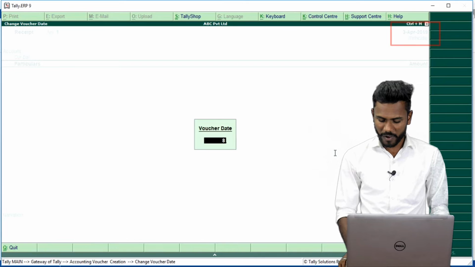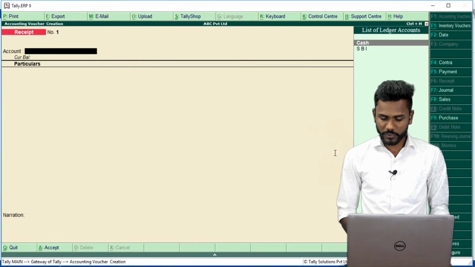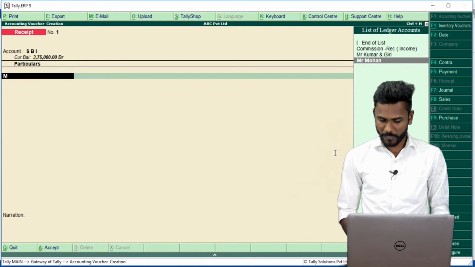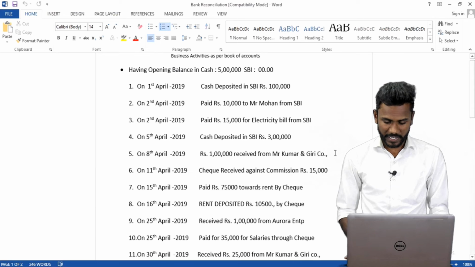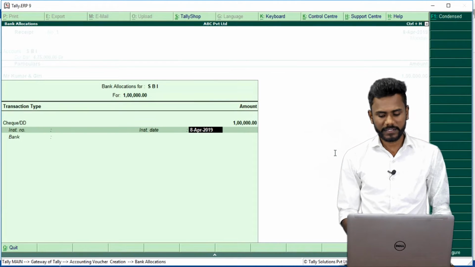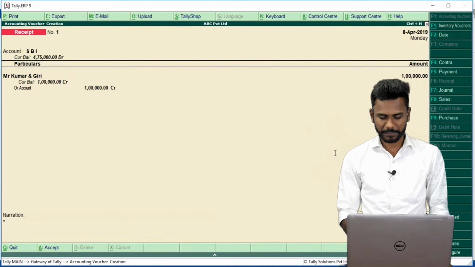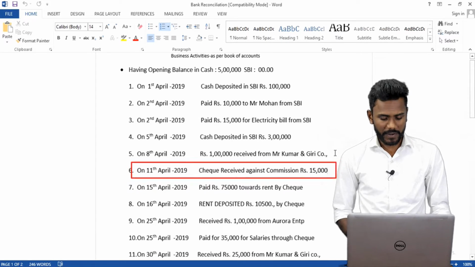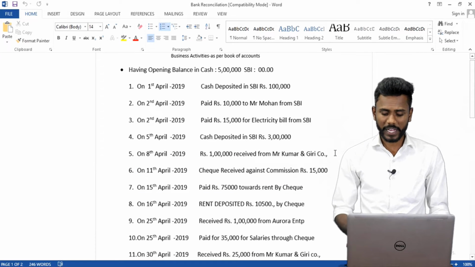So press F2. On 8th April we just received through bank, we just received from Kumar and Giri, and the rupees of receipt is rupees 1 lakh. And just save the transaction. And next I am going to record one more transaction, and that is on 11th of April check received against commission.